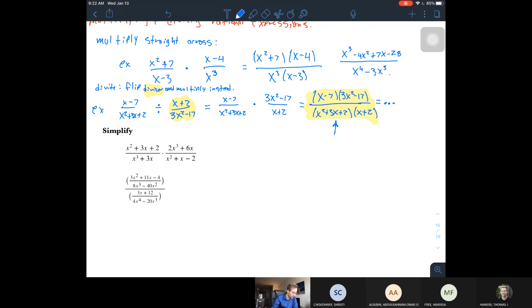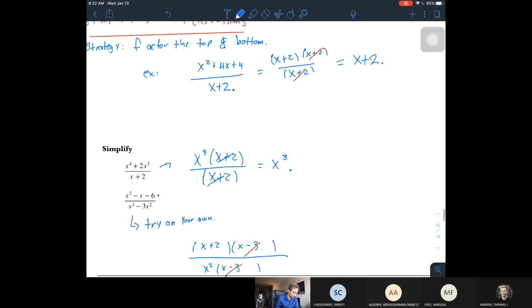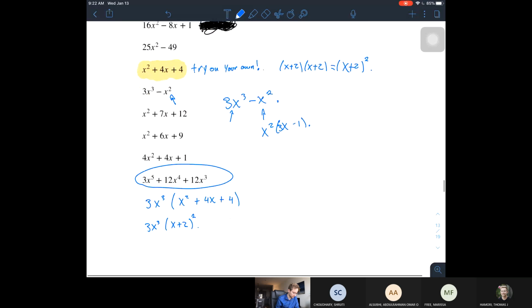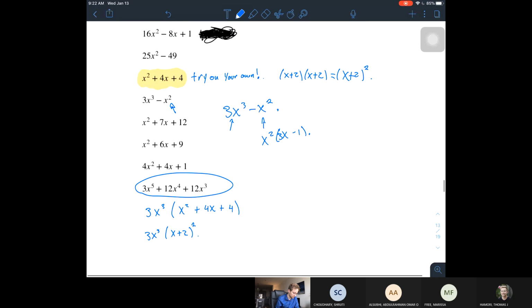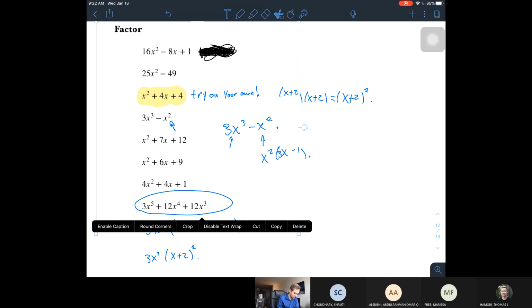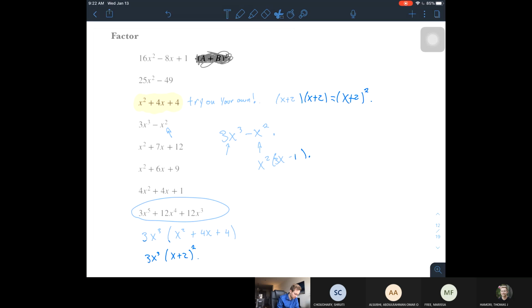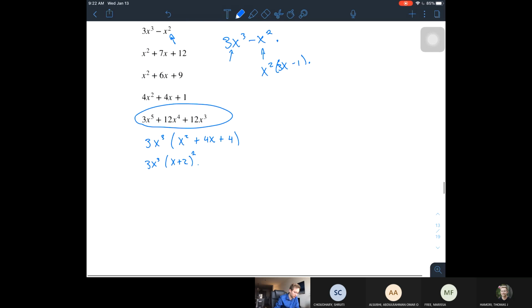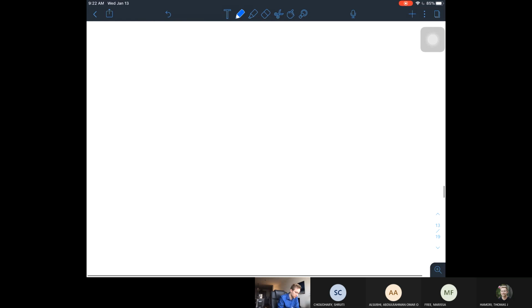Can I do one more factoring problem? I absolutely can. Let me go back up and find one. Okay, let's try this one. Well, that's not what I wanted. Let's try this. I'll just rewrite it. x squared plus 7x plus 12. Okay, so we're going to try this last factoring problem here.